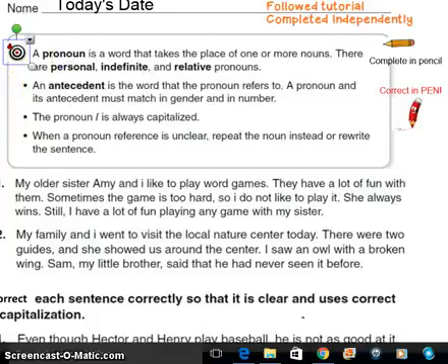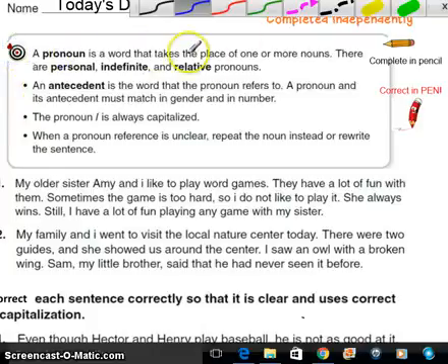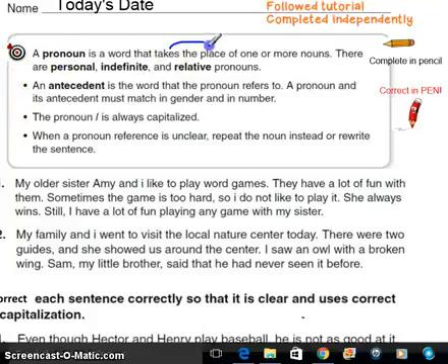A pronoun is a word that takes place of one or more nouns. So it takes the place of one or more nouns. There are personal, there are indefinite, and there are relative. So remember back when we studied nouns, we had proper, common, concrete, abstract nouns. Well, now we've got a pronoun, and we can also have different types of them.